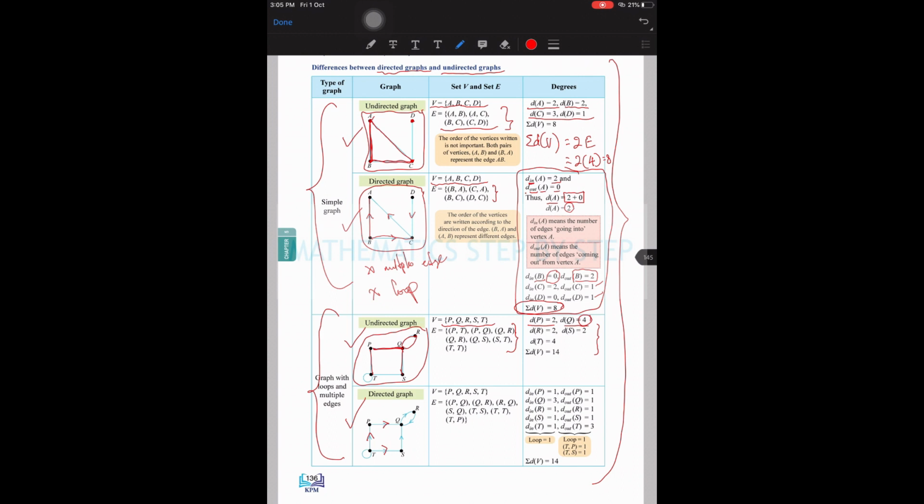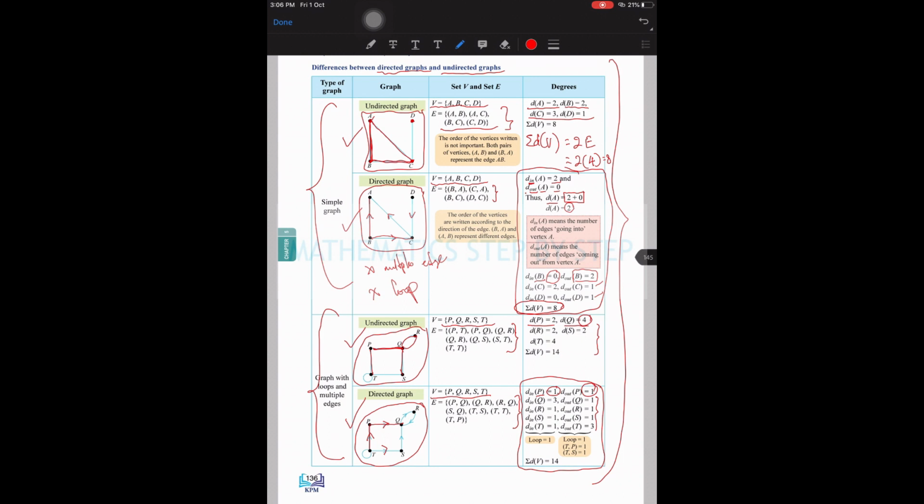Okay, so now let's look at this graph. Okay, we can see the edges are named after P, Q, R, S, T also, and this is how we name the edges. So now there's a little bit different here because there's direction now. So the degree of vertex P equals to 1 because we can see the number of edge going in vertex P is 1. Okay, then the number of edge coming out from vertex P is 1. Okay, so on and so forth.